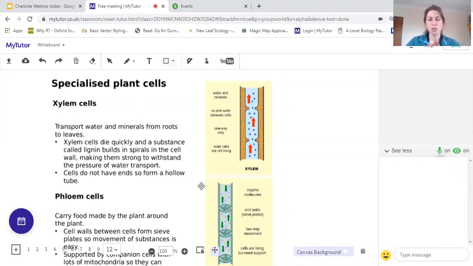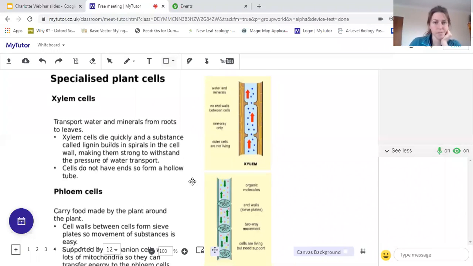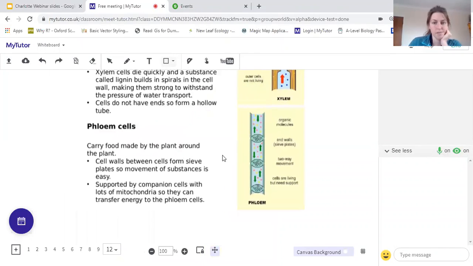Okay, so 2 things for xylem cells: lignin, forming that strong outer wall, and they don't have ends, so they form a tube. Okay, and then the last type of plant cell that you need to learn for specialized cells is the Phloem cell. Phloem cells are specialized for carrying food made by the plant around the plant. So xylem vessels take water and minerals from the roots to the leaves, but phloem is designed for moving everything around, and they're quite often alongside each other, xylem and phloem.